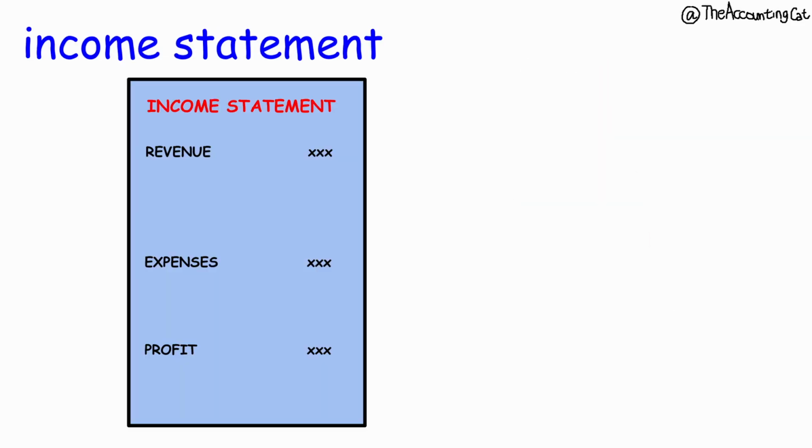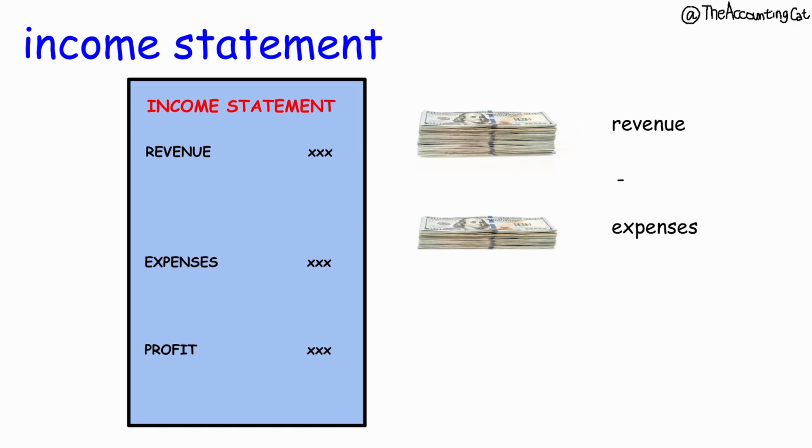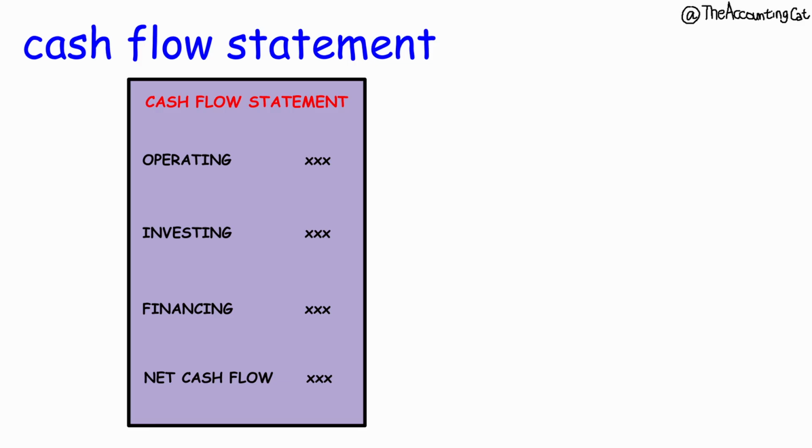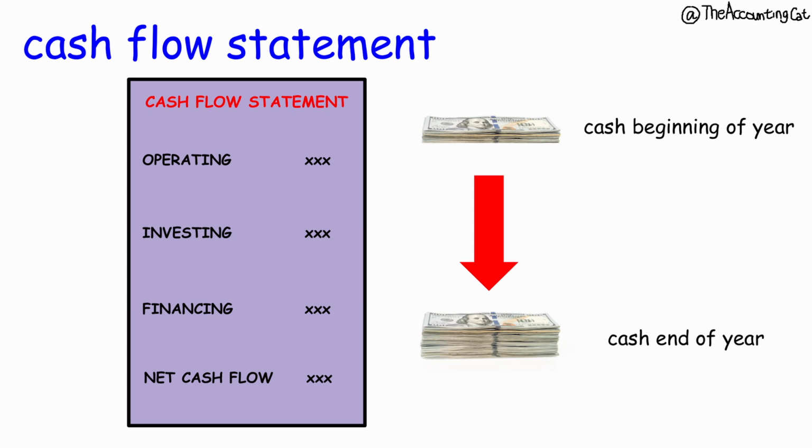The income statement shows the performance of the business. Revenue earned is deducted from expenses incurred, therefore deriving the profit or loss for the year. The cash flow statement shows the cash inflow and outflow of the business. It shows how cash flowed from the beginning of the year to the end of the year.